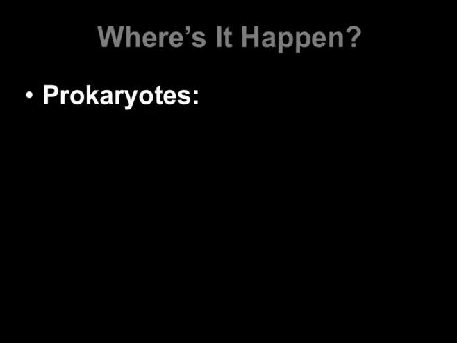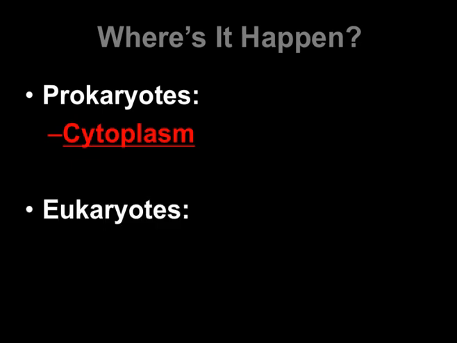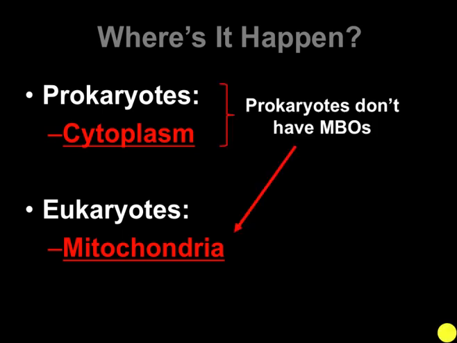Where does this happen? Kind of depends on what sort of cell you are. In prokaryotes, respiration happens in the cytoplasm. In eukaryotes, it happens in the mitochondria. And remember, this is because prokaryotes don't have membrane-bound organelles. The mitochondria is a membrane-bound organelle, and so in prokaryotes, every reaction happens in the cytoplasm. And so respiration is no different.